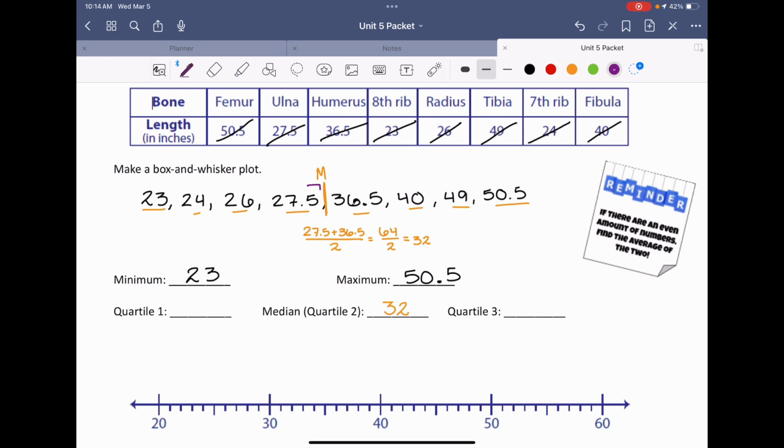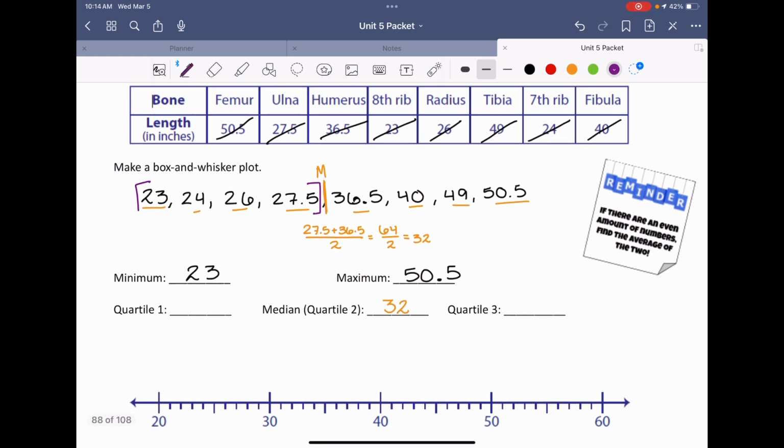From there, I'm going to section off the data. So not including the median, everything above and everything below gets sectioned off. There are 4 numbers below, 4 numbers above. So that means quartile 1 will be in between, and quartile 3 will also be in between. I'm going to let you go ahead and find those 2 quartiles, so pause the video. Once you find the quartiles, I would like you to also create your box and whisker plot as best you can. So please pause the video, try it on your own, and then when you're all set, unpause and check.